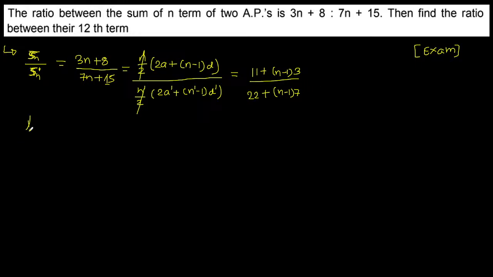So if we say T12 by T12 dash, it is A plus 11D. This is A prime plus 11D dash. So this is 2A, meaning A is what? 11 by 2 plus 11. D is what? 3.